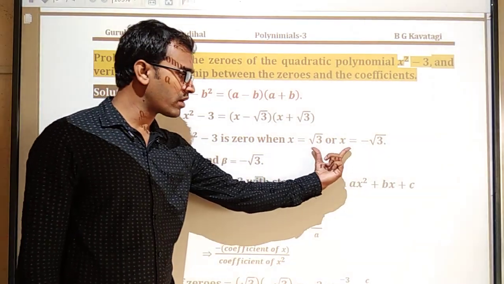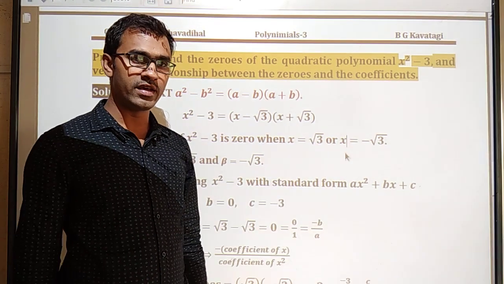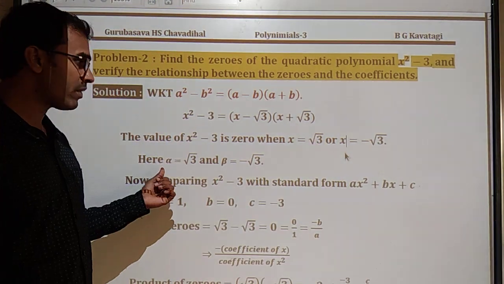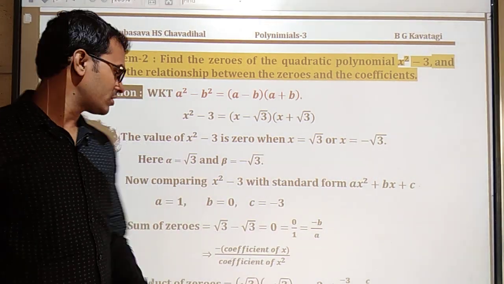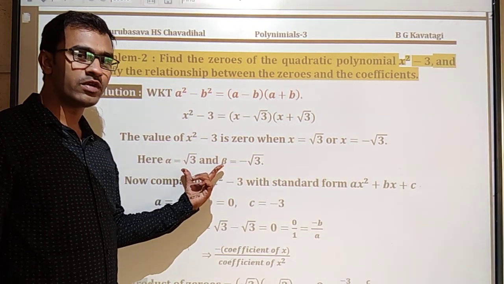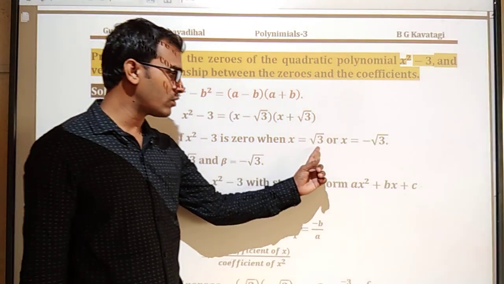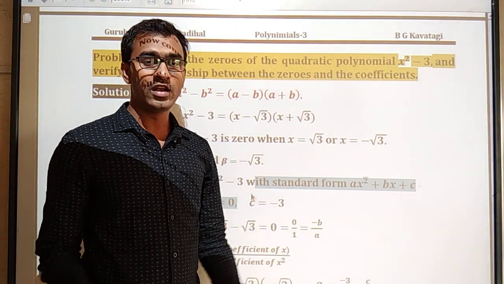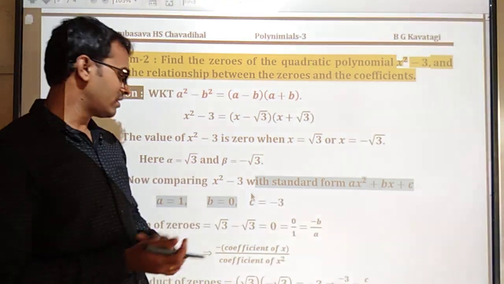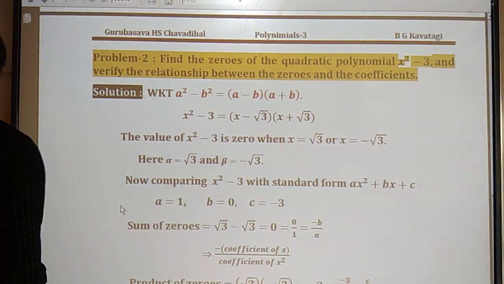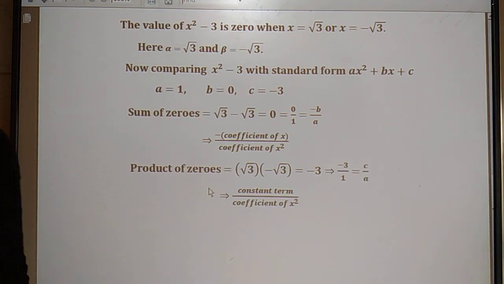Therefore, these two are the zeros of the polynomial. Here alpha equals plus root 3 and beta equals minus root 3, because alpha and beta are the zeros of the polynomial. Now, comparing the given polynomial with the standard form.